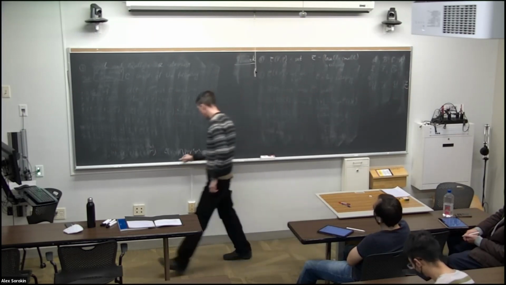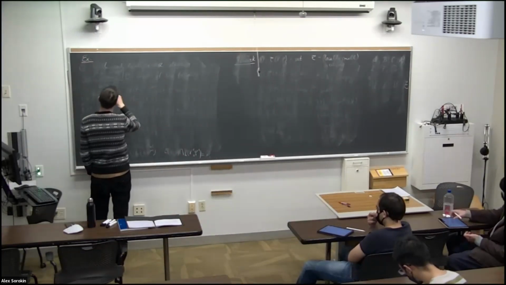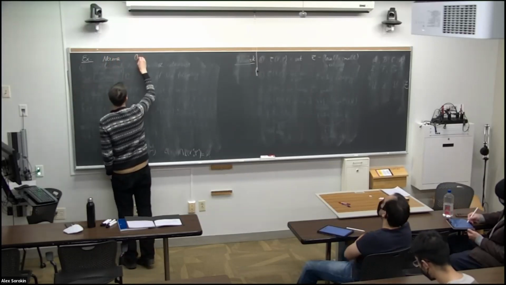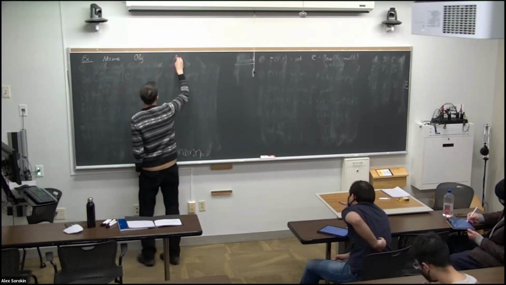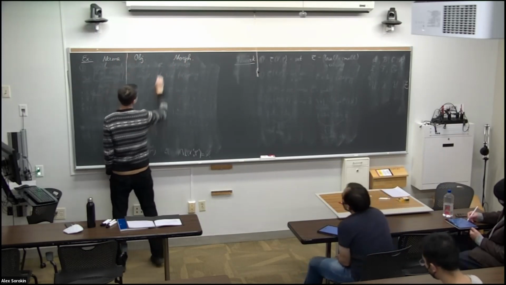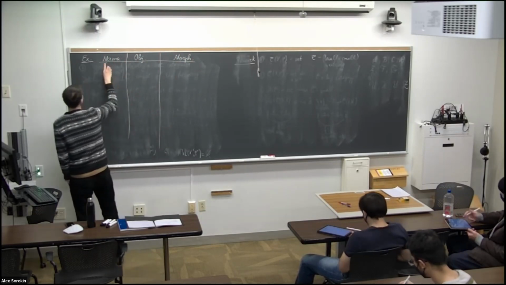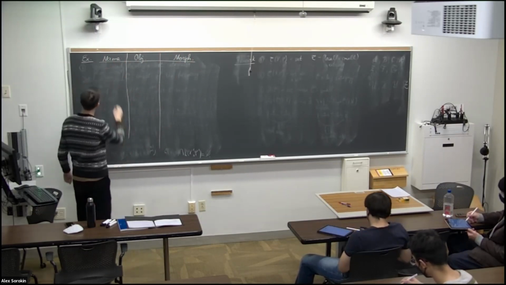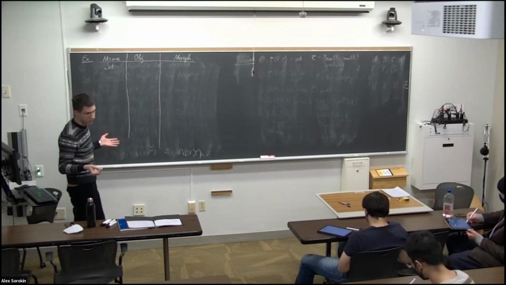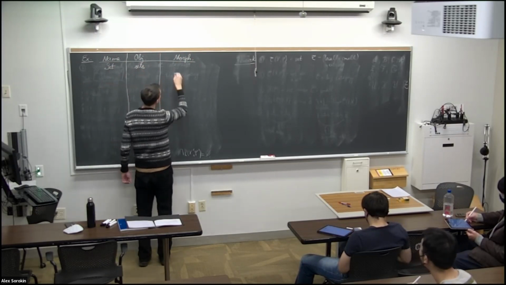So first of all, I will make a couple of columns. Here will be called name. Here object. The first category will be Set. Category of sets. Objects are sets. Morphisms are functions.